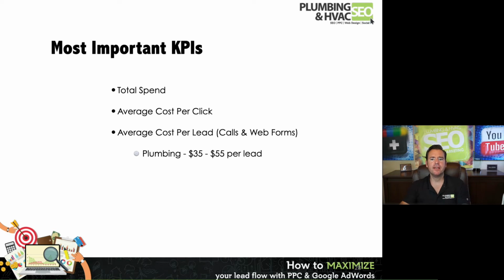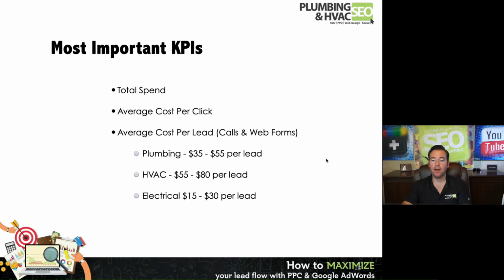What we find is, plumbing from pay-per-click is usually going to run somewhere between $35 and $55 per lead. Could be a little higher, could be a little bit lower. That's kind of a benchmark you want to be within. If you're spending significantly more than that, that could be a red flag. HVAC between $55 and $80 per lead. It's kind of what we're seeing. Electrical between $15 and $30 per lead. So these are kind of some benchmarks.